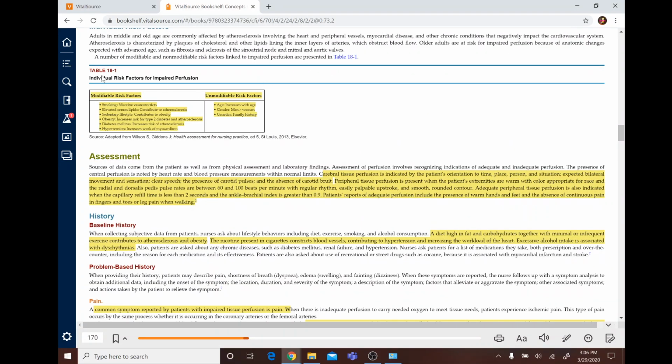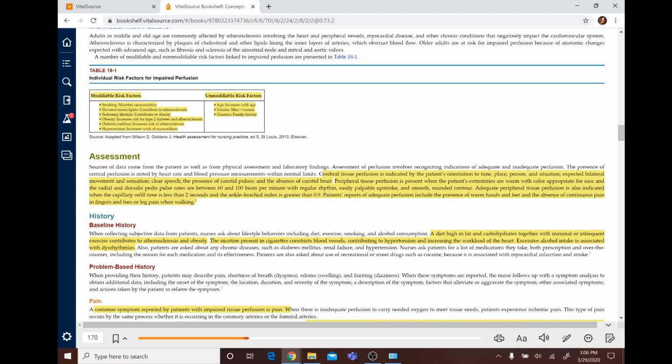So, with impaired perfusion, we can have individual risk factors. They can be modifiable and unmodifiable. So what do you think some modifiable risk factors would be? Well, it could be like smoking, elevated serum lipids, being sedentary, obese, having diabetes, or hypertension. What does smoking do? What could that cause? Oh, the nicotine when you smoke, that vasoconstricts. Now, how can the elevated serum lipids impair perfusion? That can contribute to atherosclerosis.